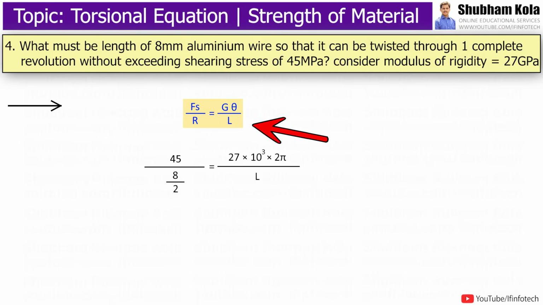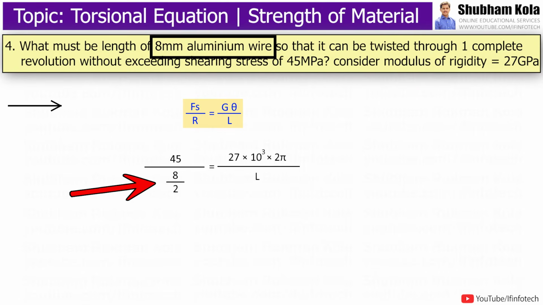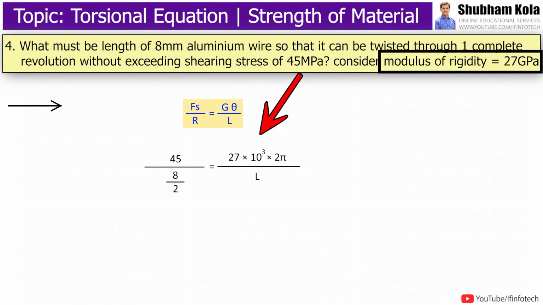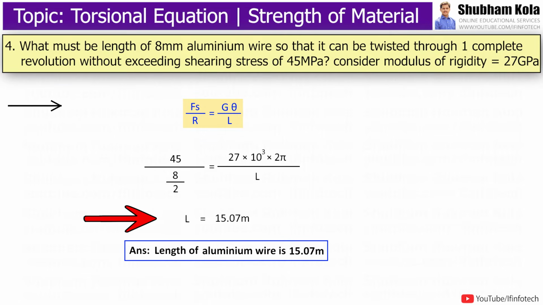To calculate length, I'll put values in the equation Fs upon R is equal to G theta upon L. Here the permissible shear stress is 45 megapascal and radius R is 8 by 2. Modulus of rigidity, that is capital G, is 27 into 10 raised to 3. And angle of twist, that is theta, is 1 revolution, which is equal to 2 pi. Therefore I'll calculate the length as 15.07 meter.